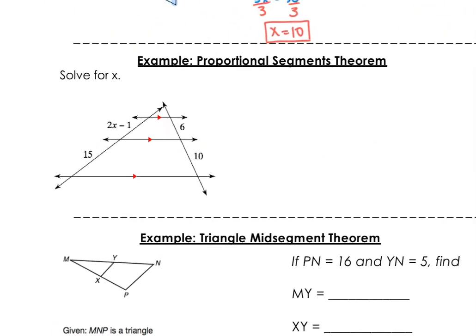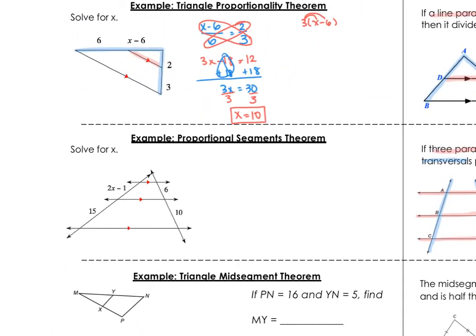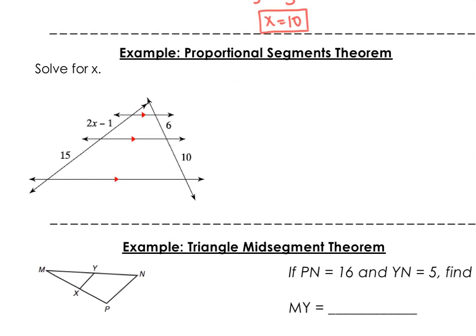So let's look at an example. As you can see, this example looks really similar to this one. The only difference is that we have transversals instead of sides of a triangle, but it's essentially the same exact idea. Okay, so setting this up, applying proportional segments theorem, 2x minus 1 over 15 equals 6 over 10.